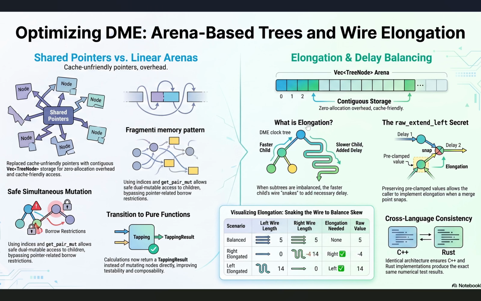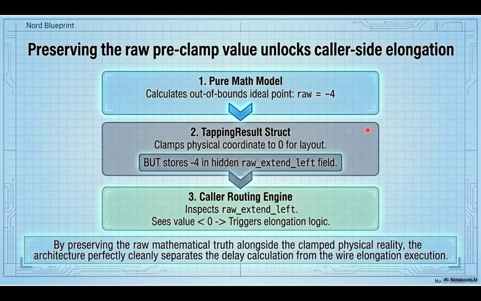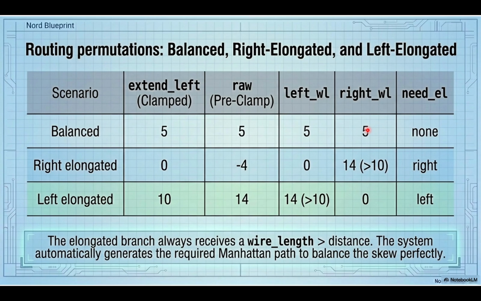And how do we know exactly how long that zigzag needs to be? We look at that preserved raw value. Oh, right. The -4. Yes, exactly. Let's walk through the mechanics the developer outlined. So we have our wire with a distance of 10, the fast signals coming from the right, the slow ones on the left. The pure math told us the ideal merge point is at -4. The mathematically impossible point past the slow side.